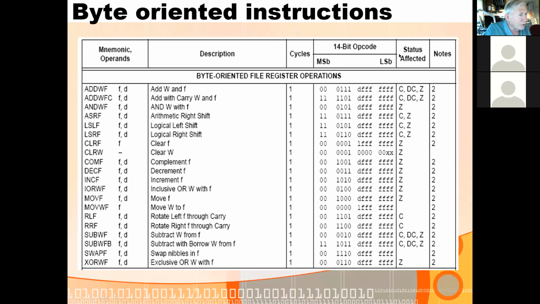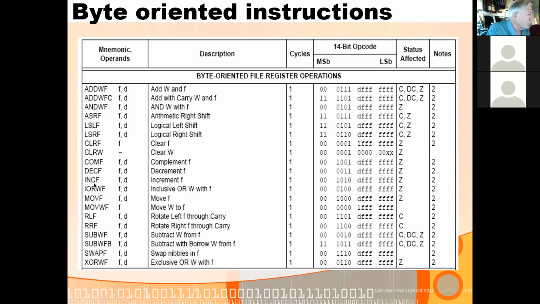Notice this column says status affected. This tells you what bits are impacted by the instruction. Only these mathematical operations and a few others, the shift operations, affect the carry bit and the 0 bit. And then these add and subtract operations do affect the digit carry. None of the other instructions pay any attention to the digit carry.